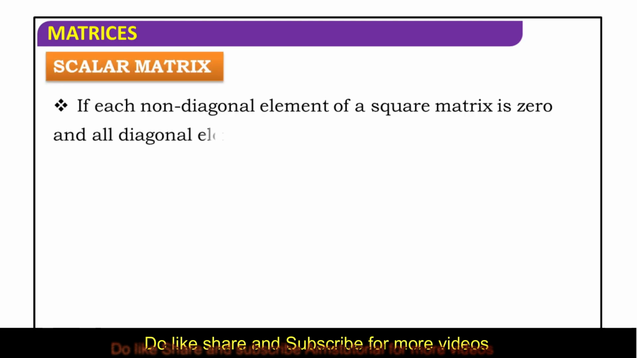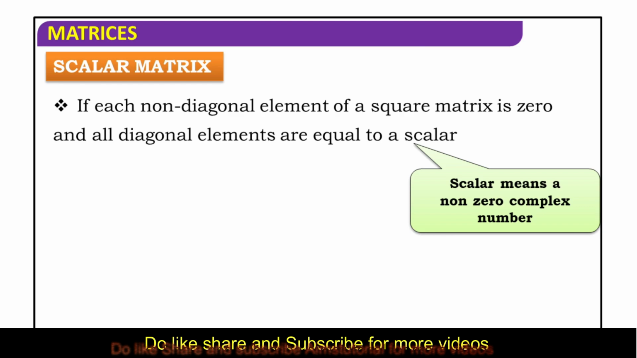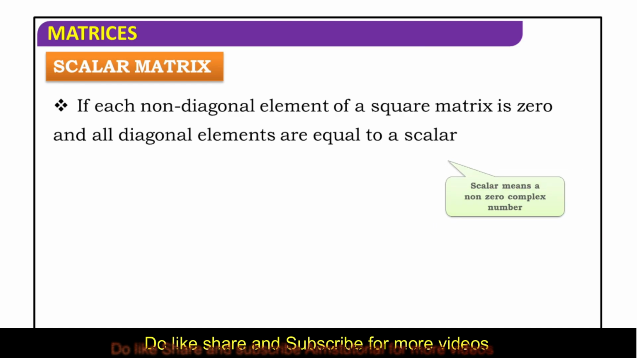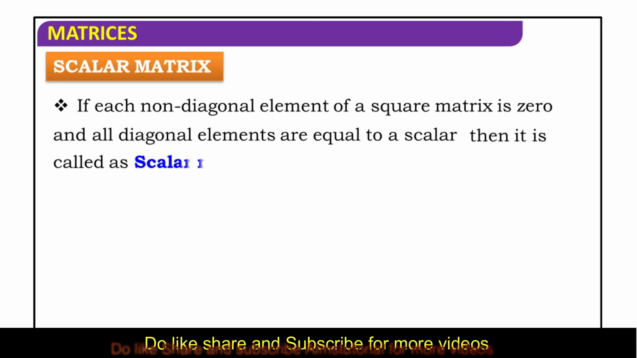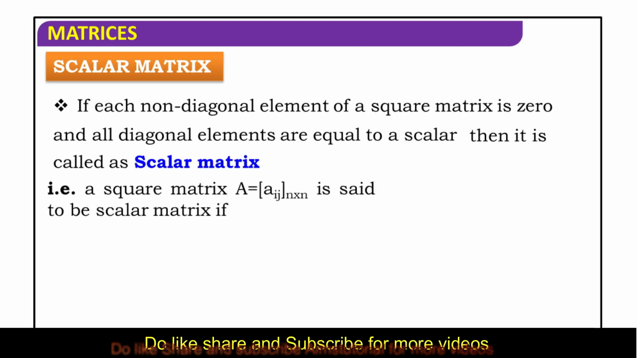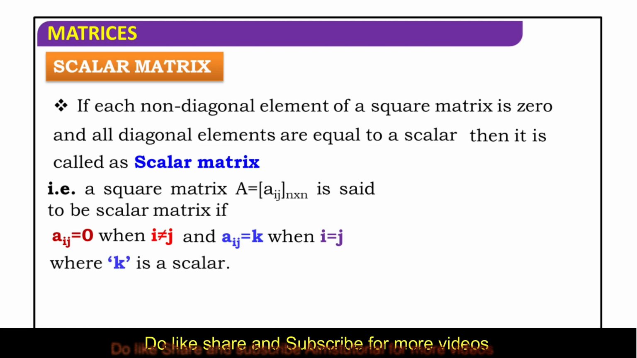Scalar matrix. If each non-diagonal element of a square matrix is 0 and all diagonal elements are equal to a scalar, where a scalar means a non-zero complex number, then it is called a scalar matrix. That is, a square matrix A_ij, n by n, is said to be a scalar matrix if a_ij equals 0, where i is not equal to j, and a_ij equals k, where i equals j. k is a scalar.